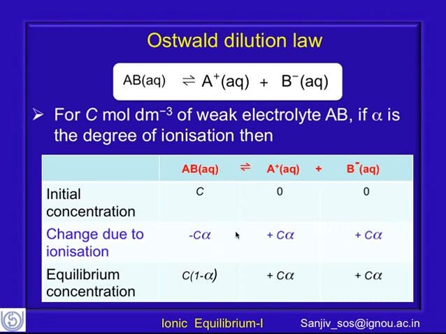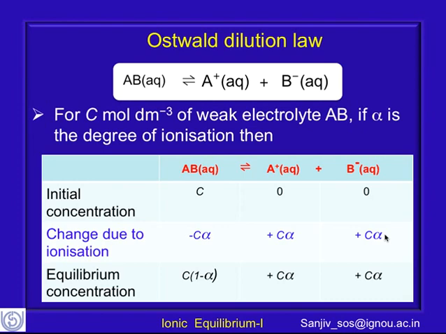If that be so, then the concentration of A plus ions generated will be C times alpha, because one molecule of AB dissociates to give one A plus ion and one B minus ion, so C times alpha will give the same number of ions. So C alpha of A plus ions and C alpha of B minus ions.